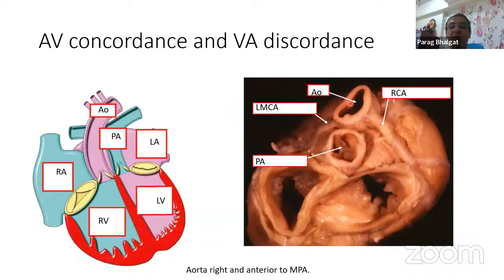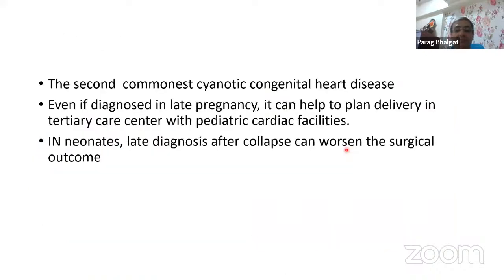So aorta classically is right and anterior to PA. Sometimes the orientation is a little changed, or in a fetus it is a little weird. It is one of the common anomalies, second most common after tetralogy of Fallot.